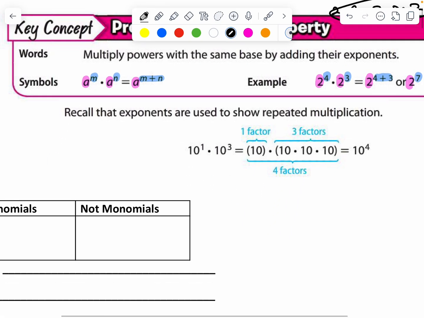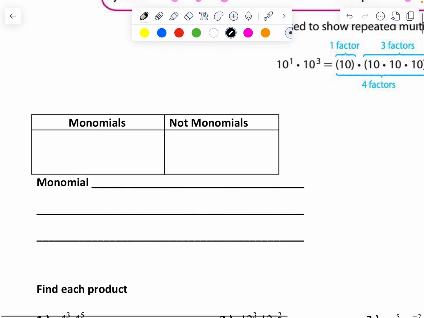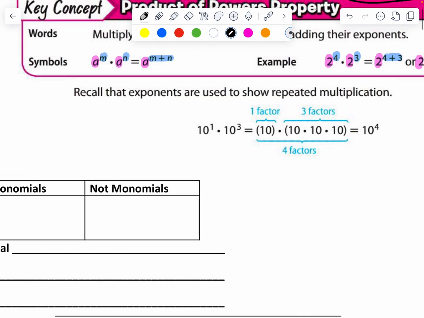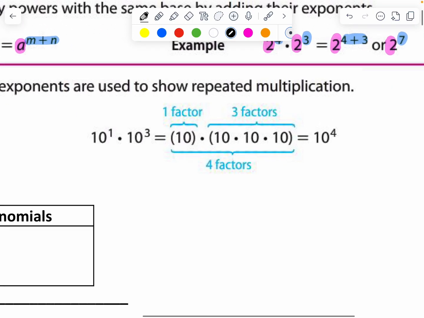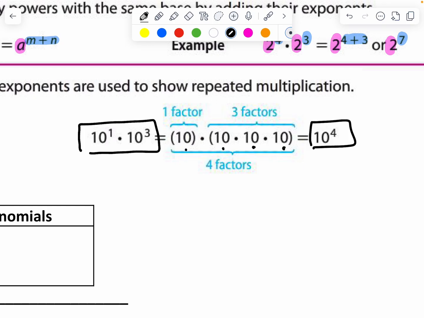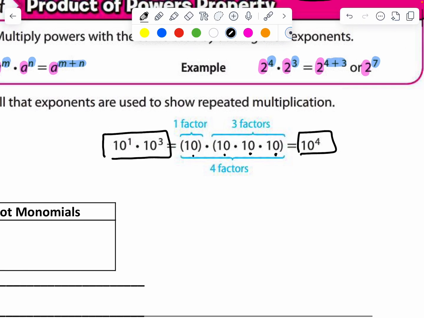Okay, so before you get to that, let me go over this thing right here. We recall that exponents are used to show repeated multiplication. Okay, so we talked about in the previous lessons how that equals 10 times 10 times 10 times 10, and that's 10 to the power of 4. Okay, and it's the same way even if your base is not 10.